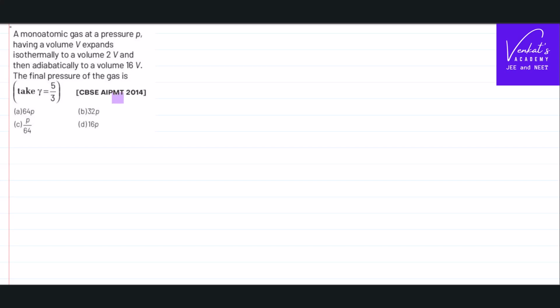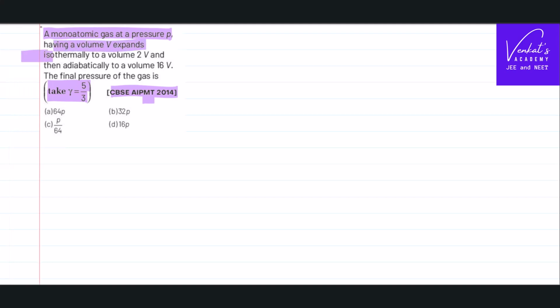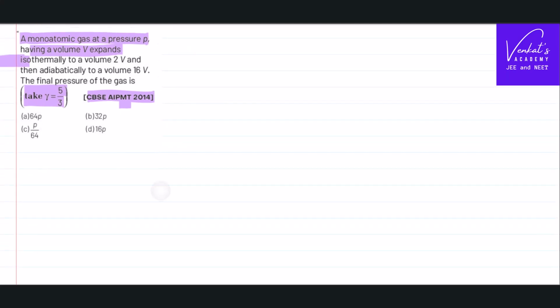This is an AIPMT question 2014 in thermodynamics. It is given that a monatomic gas, its gamma is 5 by 3. He did not give it, but he has given to make our job even more simple. Having volume V, pressure P, expands isothermally to a volume 2V. So there are two steps in the problem.